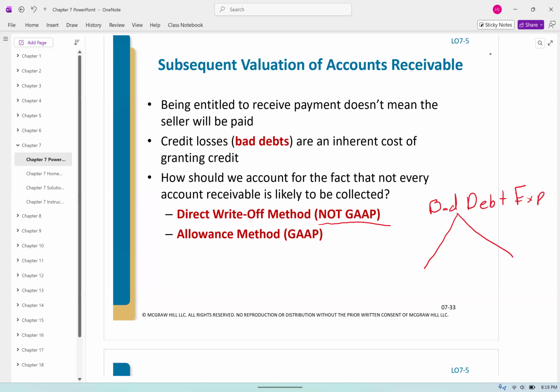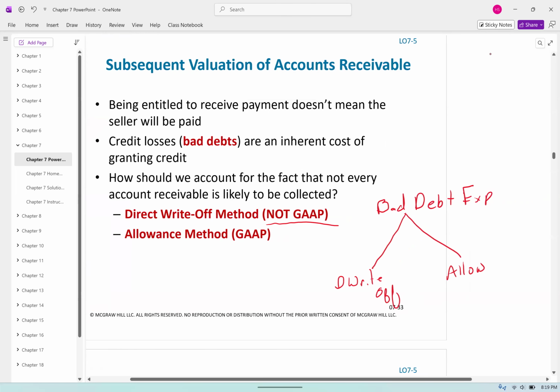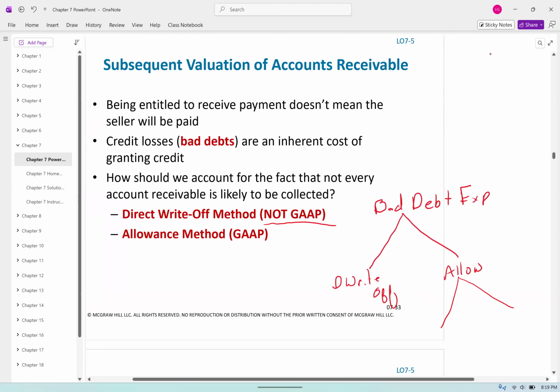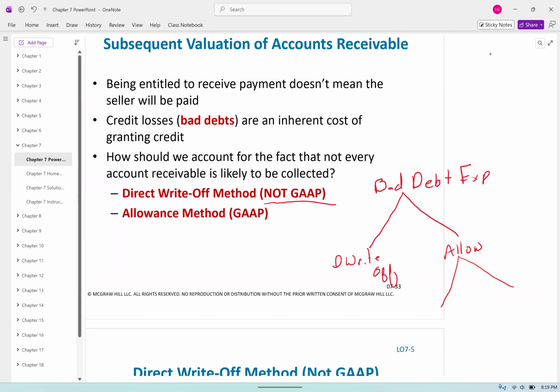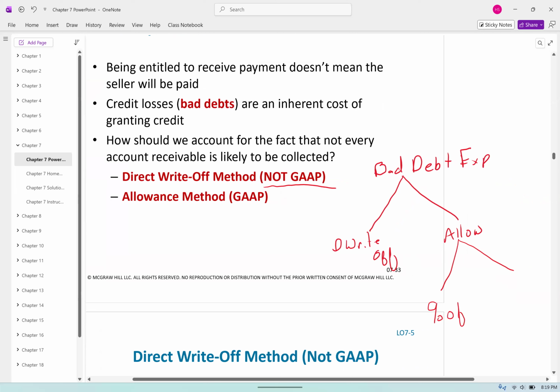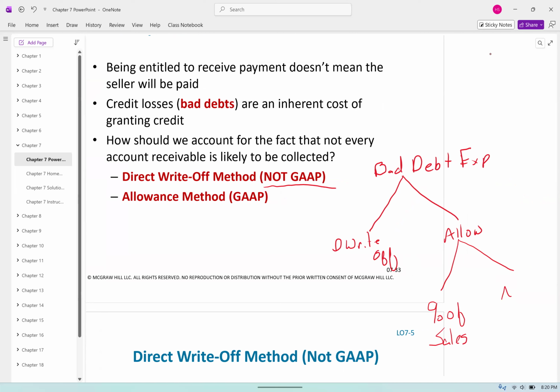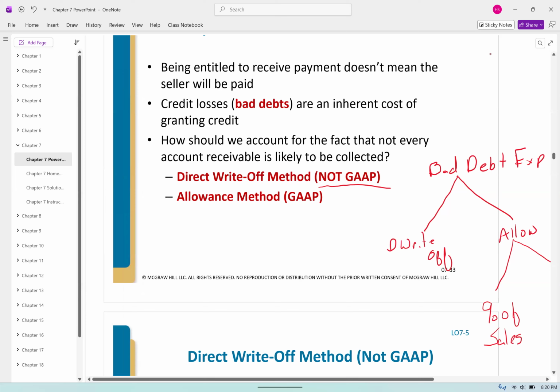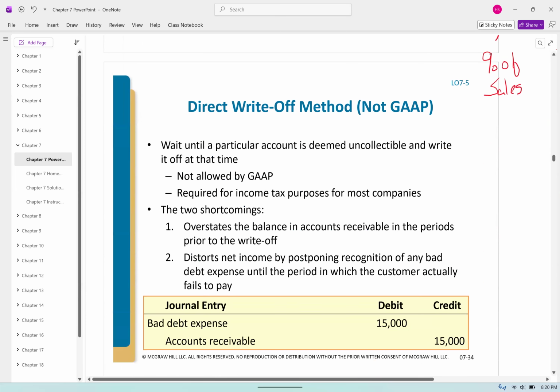So there's two ways to account for bad debt expense. One is direct write-off. I don't have enough room here. And the allowance method, I'm just going to abbreviate allow. Then there's two allowance methods. There is percent of sales, which sometimes they call the income statement method. And then we have aging of receivables, which they sometimes call a balance sheet method because we use a balance sheet number. Percent of sales, we use an income statement number. All right, so let's look at the direct write-off method.